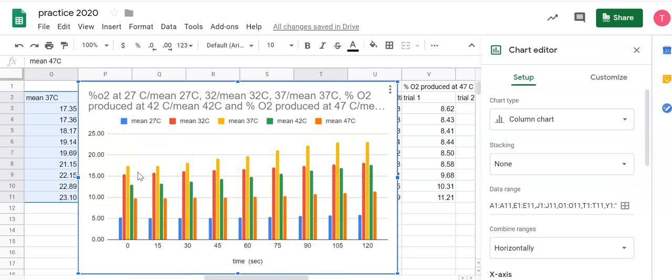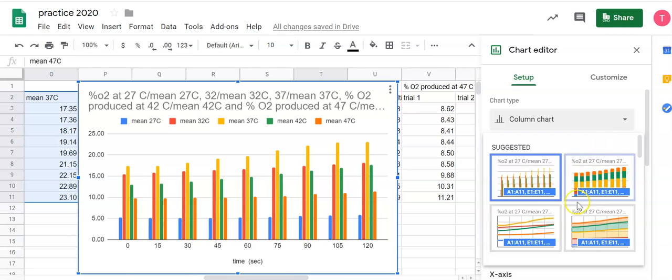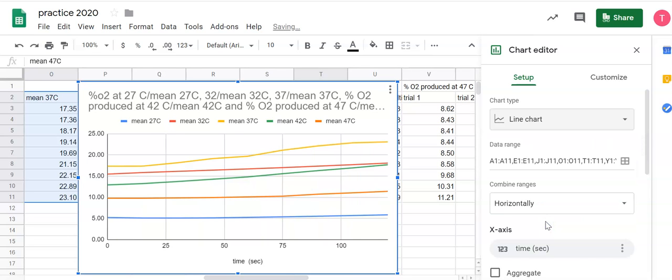So here now I have this very fancy looking column chart, which is not what I want. I want a line graph for this. I really want to see the rate of the reaction. And so I need to make some adjustments. I'm going to tell it that that is not at all what I wanted. I want a line chart and I want my percent concentration over here and my time over here.